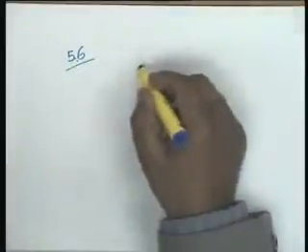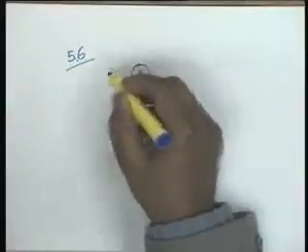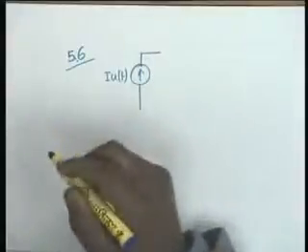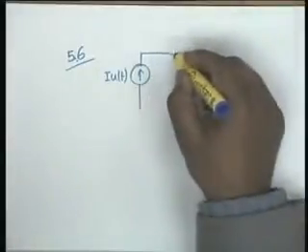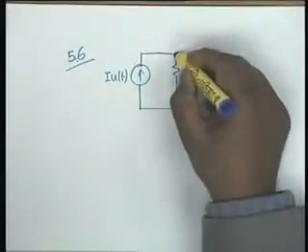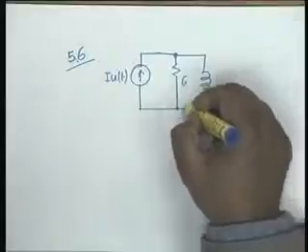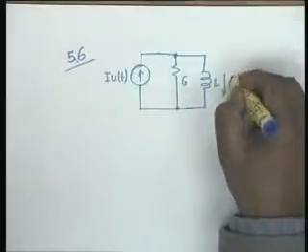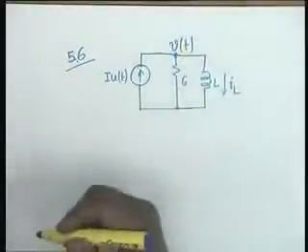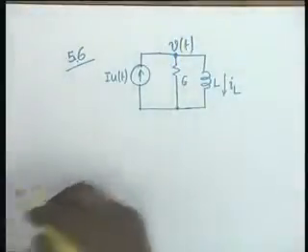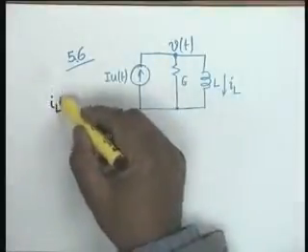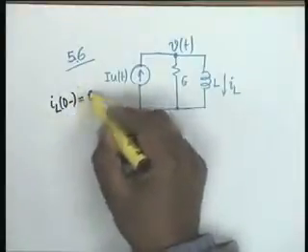5.6, this is an interesting problem. There is an excitation of I u(t), that is, a current source is switched on to a parallel combination of a conductance G and an L. The current through L is iL, and this voltage is v(t). This is the circuit given, and for the network shown the initial condition is that iL(0-) is equal to 0.